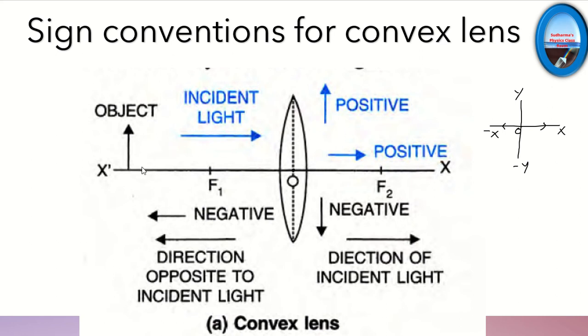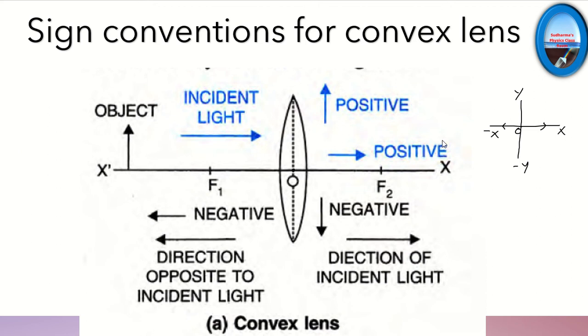Then the measurements above the principal axis are positive, and measurements below the principal axis are negative. So now you will be recalling what we learned in mirrors, right? Everything is the same, but the difference is that here it is refraction.